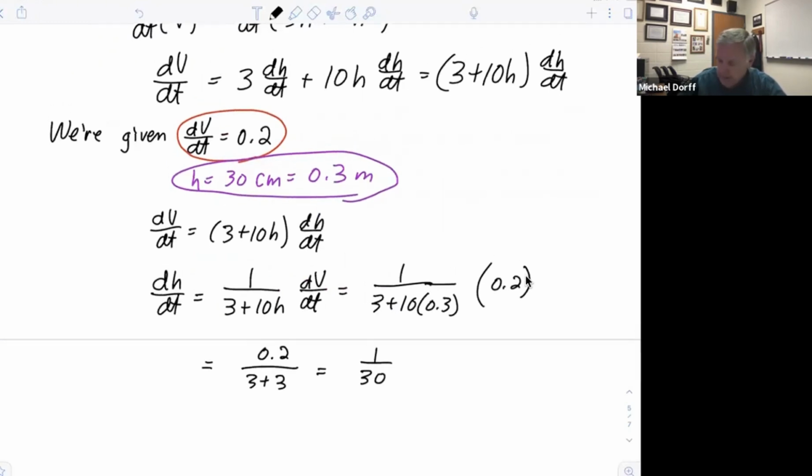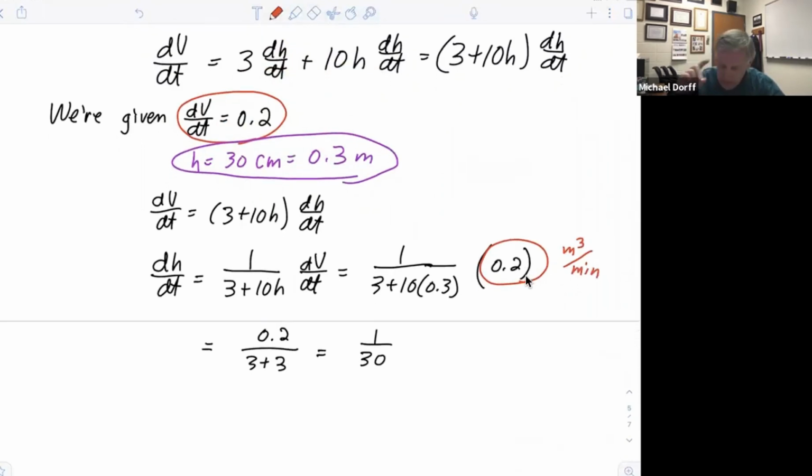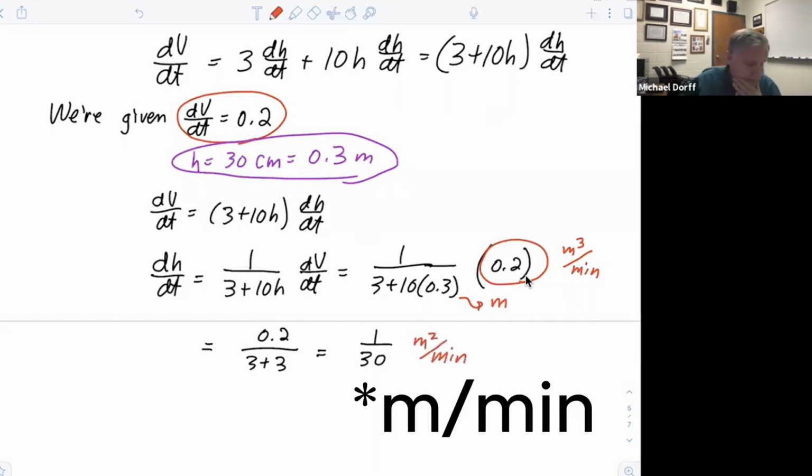I have the volume here was cubic meters per minute, I believe. What do I have on the bottom? The h, which is meters here, and so meters squared per minute, but that's not right. It should be just meters per minute.